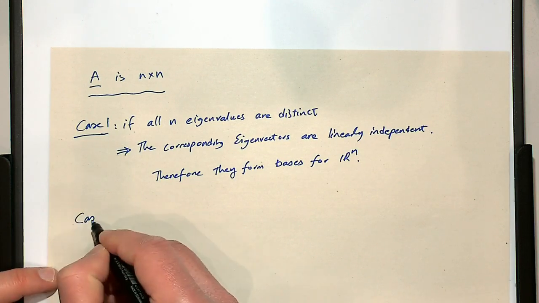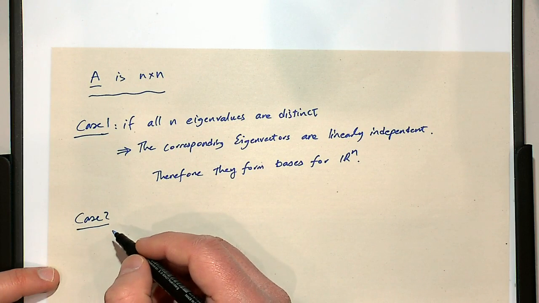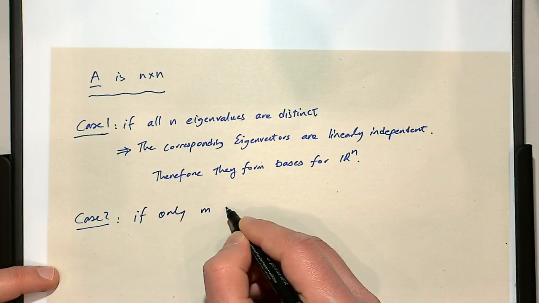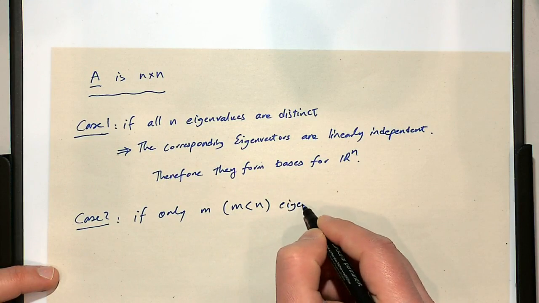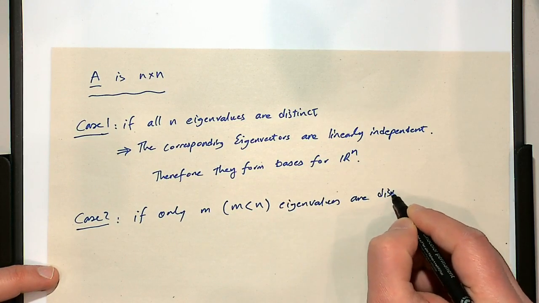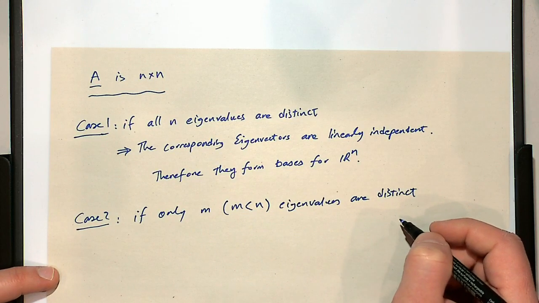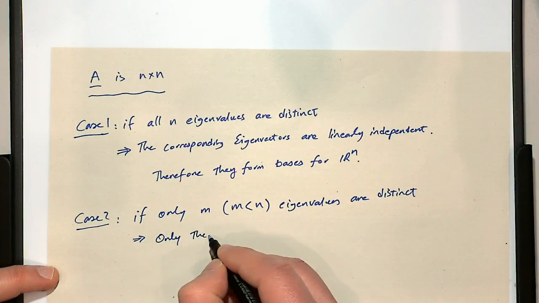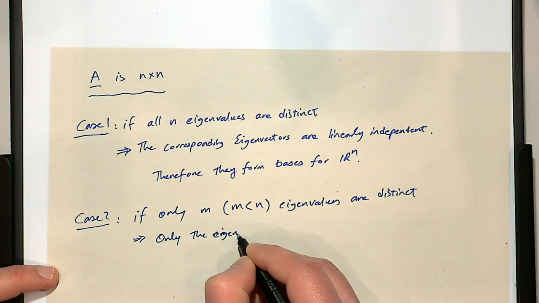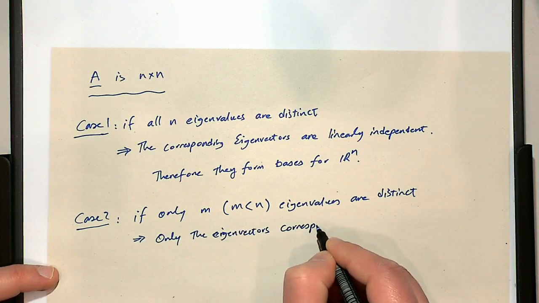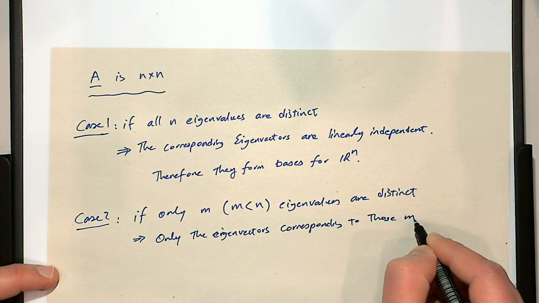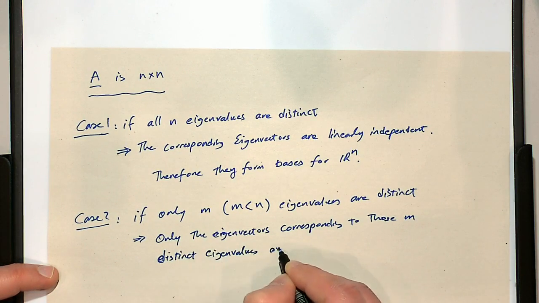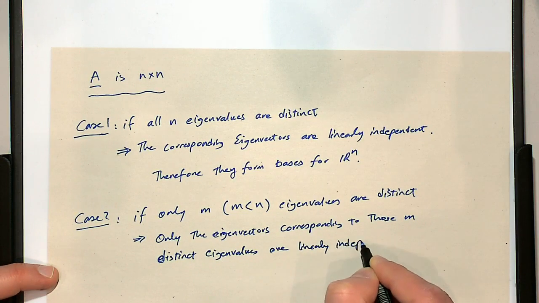But what happens if some of the eigenvalues are repeated? Well, what happens? If only m, where m is less than n, eigenvalues are distinct, what happens? Then only the eigenvectors corresponding to those m distinct eigenvalues are linearly independent.